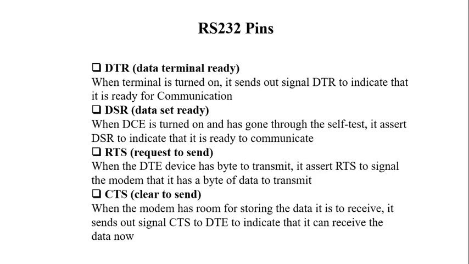Request to send. When the DTE device has a byte to transmit, it will send the RTS signal to the modem to say that it has a byte of data to transmit. The next signal, clear to send. When the modem has room for storing the data it is to receive, it sends out the signal CTS to the data terminal equipment to indicate that it can receive the data now. So these are the handshaking signals between your data terminal equipment and the data communication equipment. Then when that communication is done, your actual data will get transmitted.